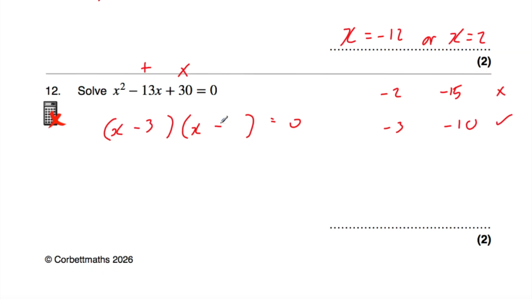So x minus 3 and x minus 10. So that means our solutions will be x equals 3 or x equals 10. And that's it. There are two answers. X equals 3 or x equals 10. And that's it. Okay, let's look at our next question, question number 13.